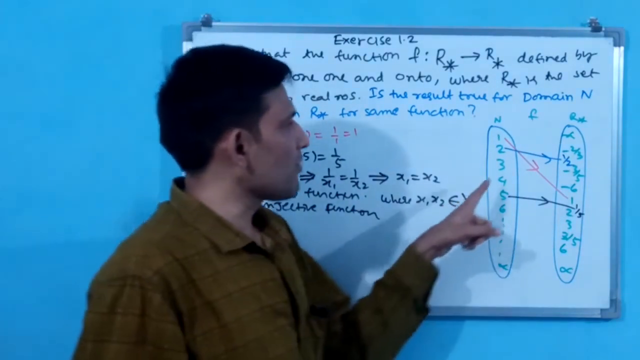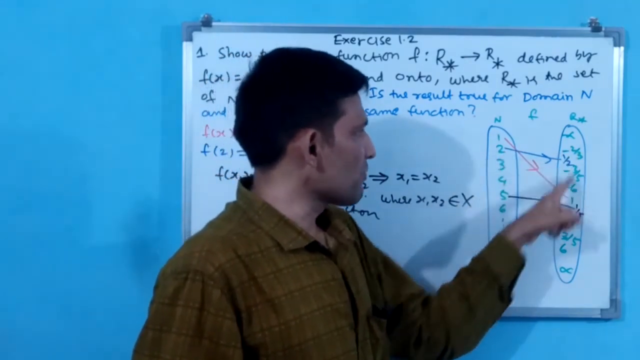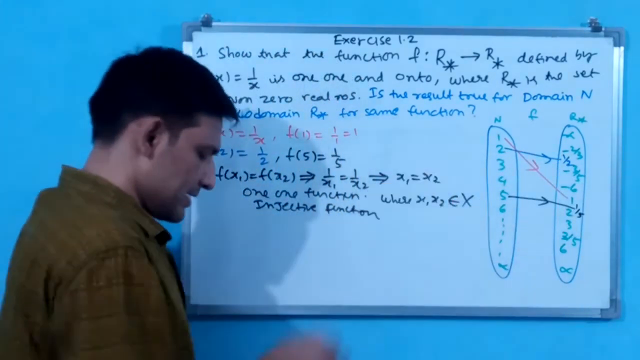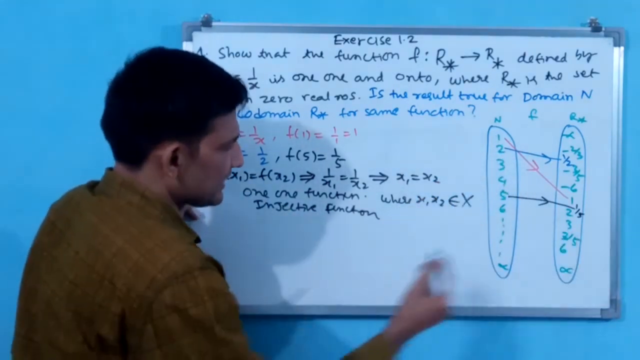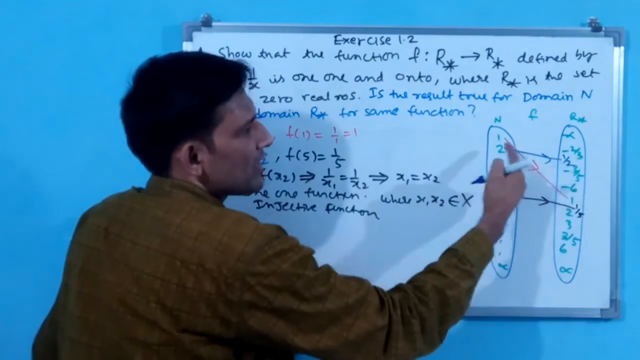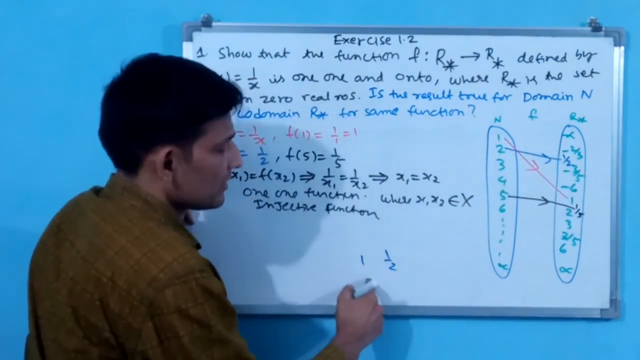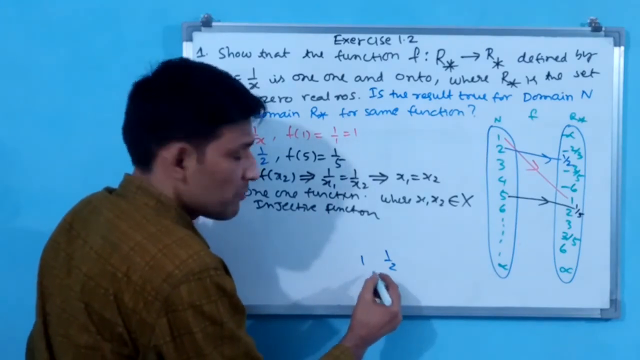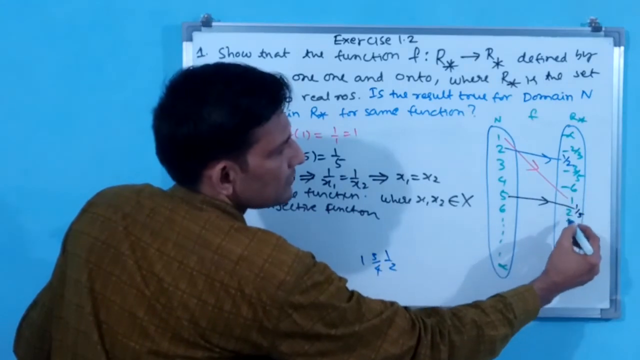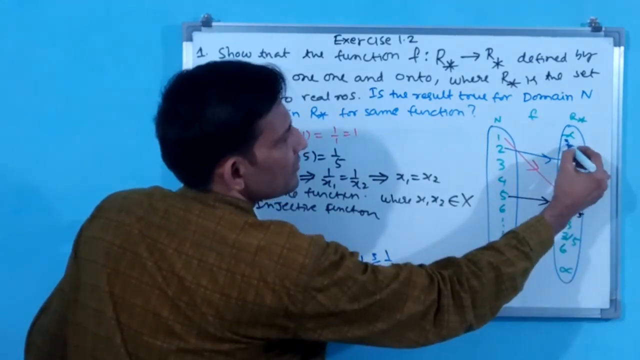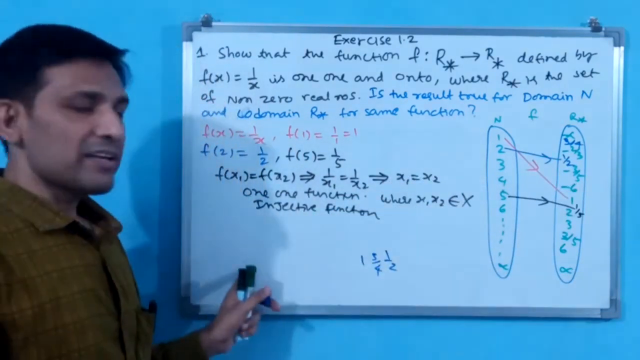Relation is there, but see, 1, 1, 2, 1 by 2. But what about between 1 and 1 by 2? After 1, 2 will come, but that side 1 to 1, 2 to 1 by 2. That means in between 1 and 1 by 2, 3 by 4 is there. I am writing here 3 by 4. Is 3 by 4 having relation?